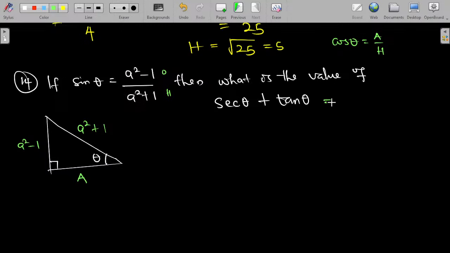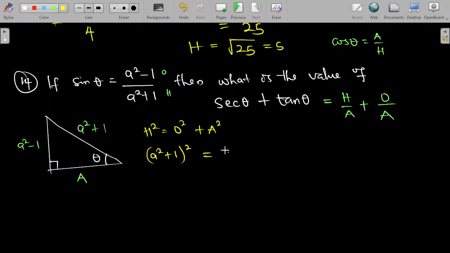So this is going to be equal to hypotenuse over adjacent. That's 1 over, meaning turning it upside down, plus your tangent is going to be opposite over adjacent. So you see, for the two of them, we need to get the adjacent. So let's quickly do that. From the formula I gave earlier, h squared equals o squared plus a squared. So here our h is a squared plus 1, all squared, equal to o, which is a squared minus 1, all squared, equal to a squared now.